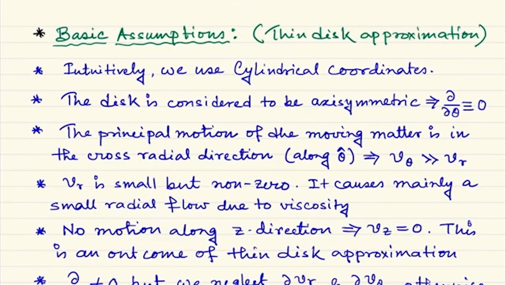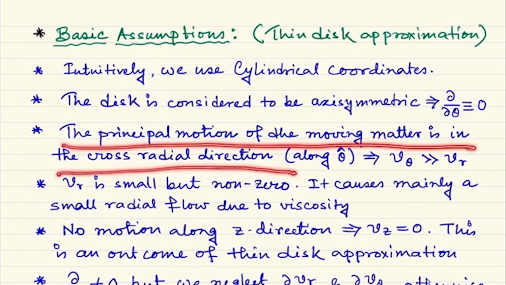So in the plane of the disk, everything can only change as a function of the radial distance from the center, and that's why del theta is 0. Del theta of anything is 0. The third one is that the principal motion of the moving matter is in the cross radial direction, that is along theta cap.